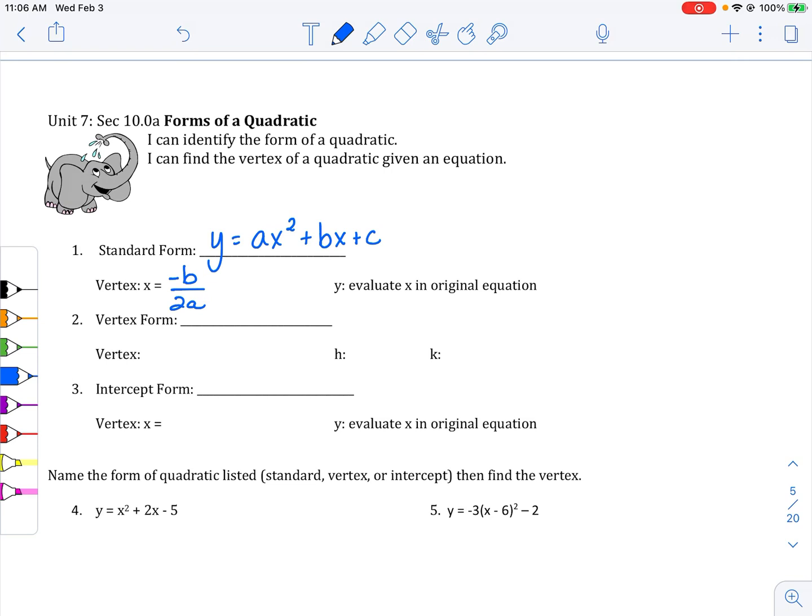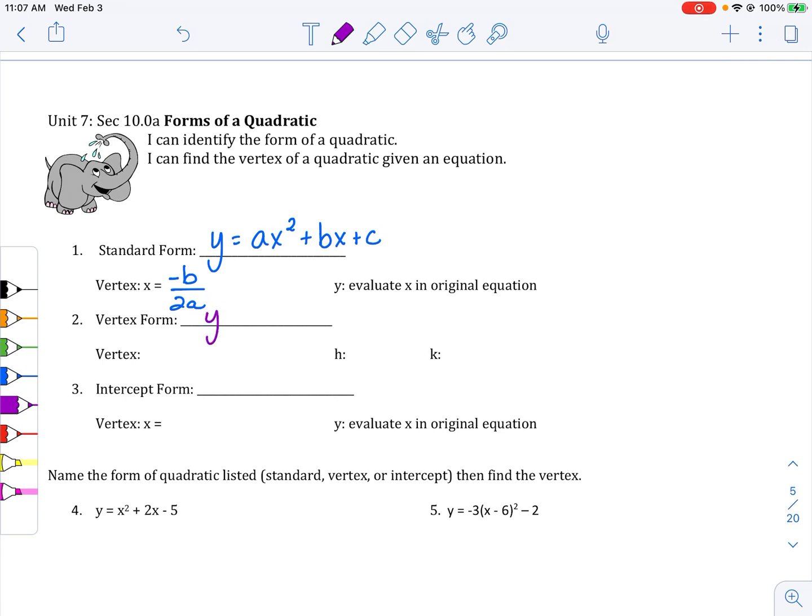And then to find the y value, you evaluate x in the original equation. So you find x, then you plug it back in, making sure if it was negative that you put in parentheses, especially on that squared term, and you evaluate to find out what it is. All right, next is vertex form.